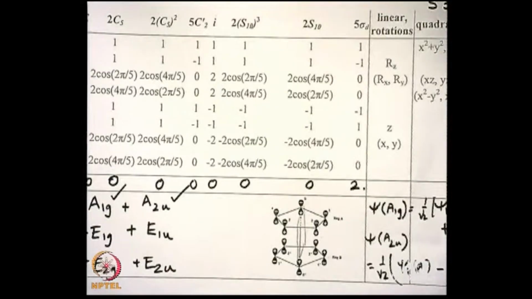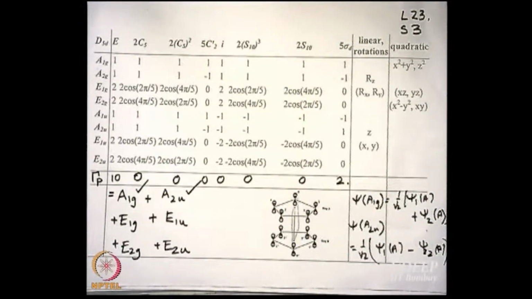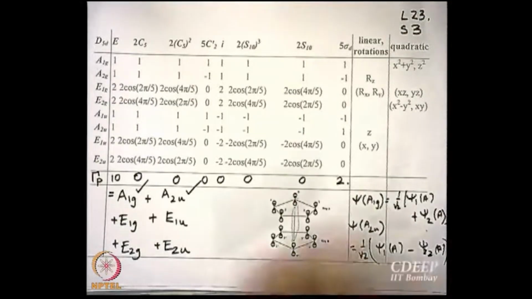E1U? PX, PY, right? And then E2G? Do I have a d x square minus y square orbital? And dxy orbital? Right? We have it. What was that? E2G. What about E2U? Do you have anything of symmetry E2U? No. So that E2U SALC is useless, right?